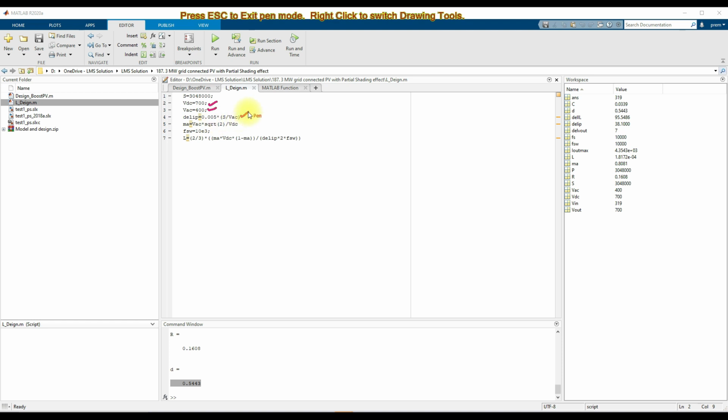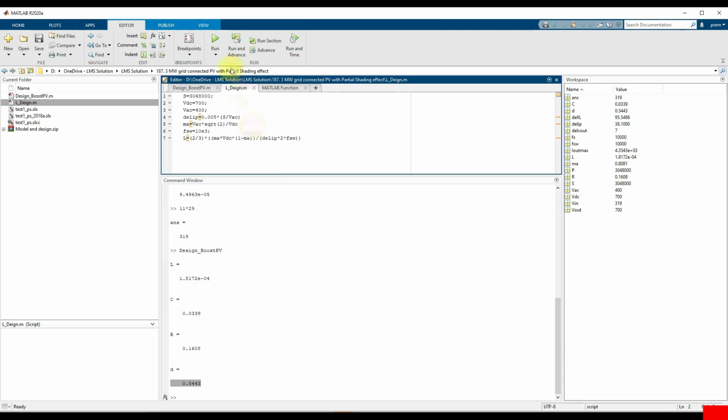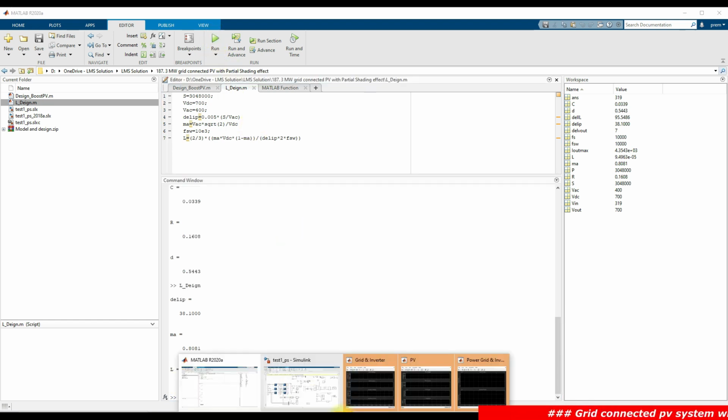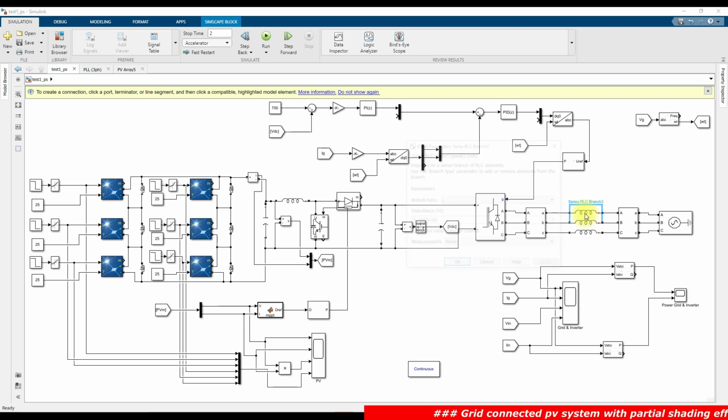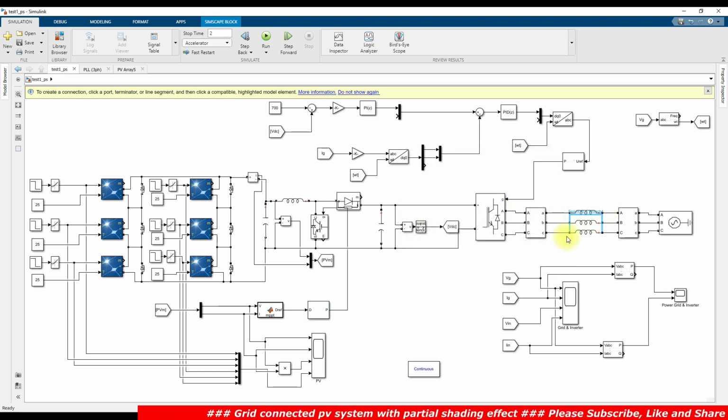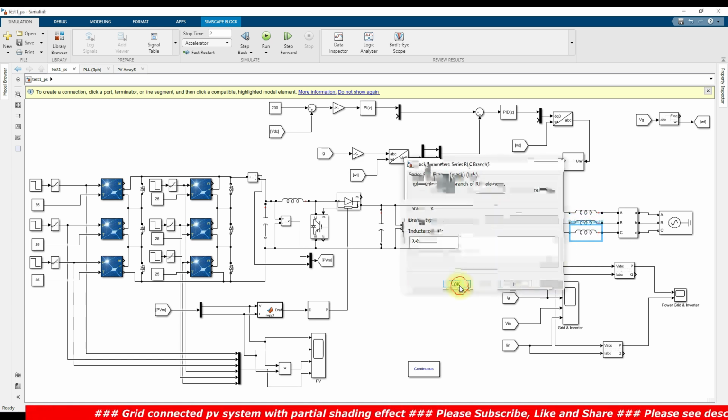So this is the ripple inductor current in the filter inductor, and this is the modulation index. This is the switching frequency, and this is the calculation for that filter inductor. Once you execute this file, you will get the filter inductor on the grid side. Here you can see that this is a filter inductor, so you have to place the filter inductor value in this inductor.